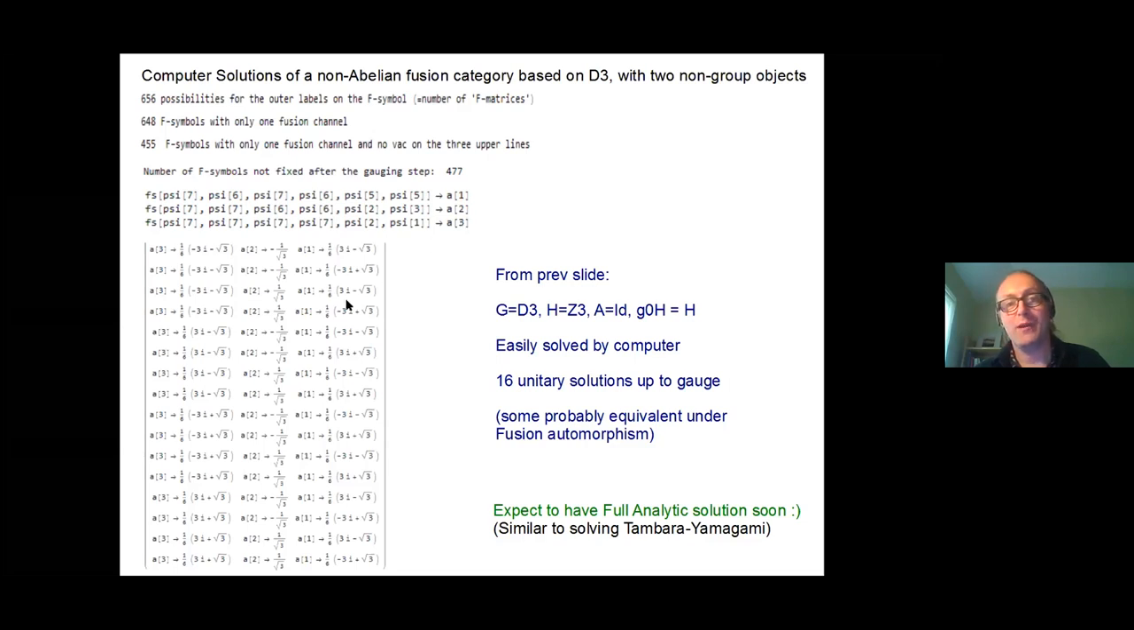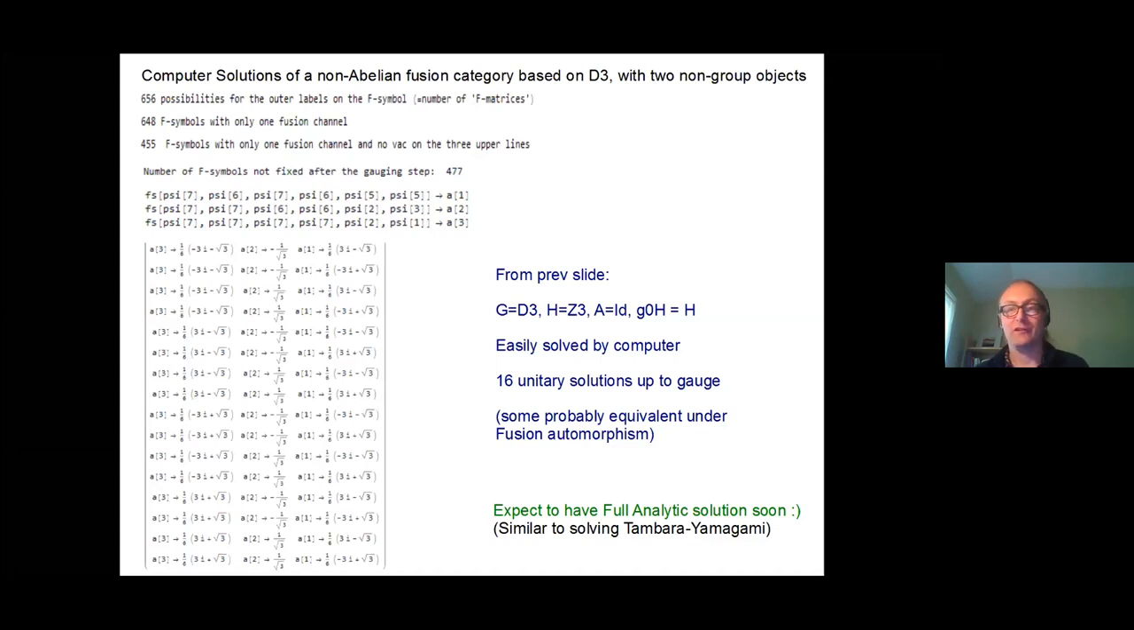Then you can basically parameterize all the solutions by setting these three F symbols to particular values. So one F symbol, F 767655, is sent to this number here, which is a sixth root of unity. And it turns out that you can make 16 different choices, and all of these correspond to unitary solutions. All of them are not gauge equivalent to each other. Some of them are probably equivalent under fusion ring automorphism, I haven't checked that yet. But anyway, the point is that you can actually prove that there are interesting non-Abelian categories of this form.